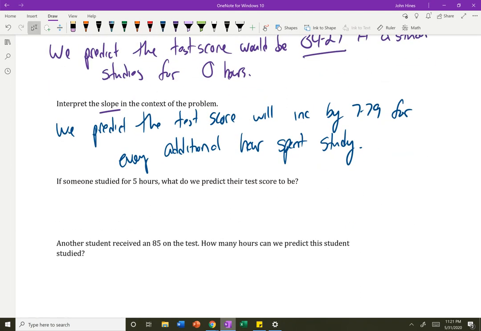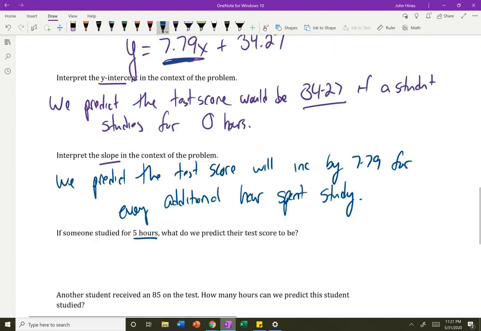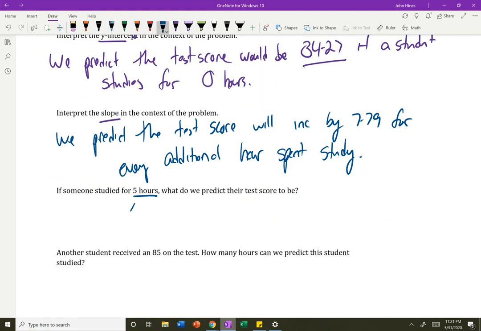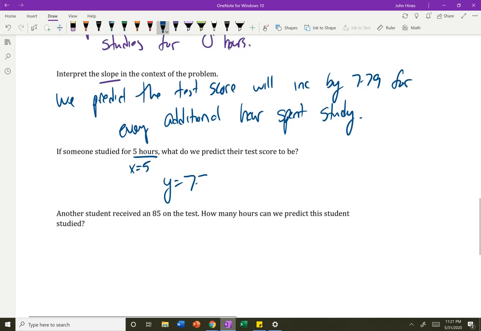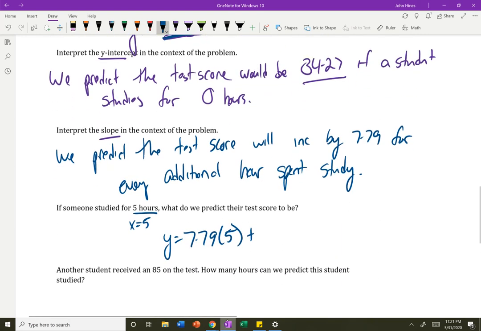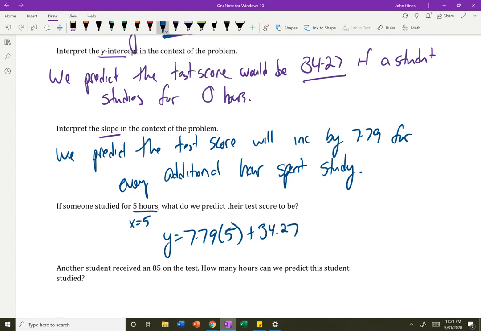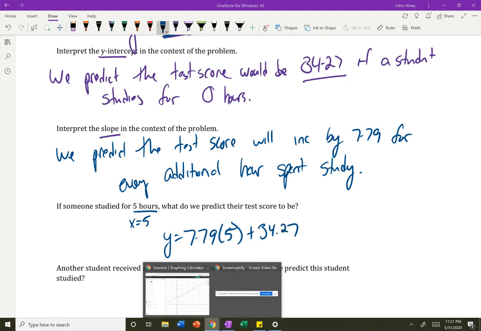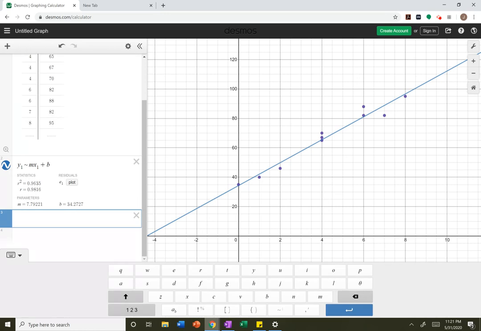If someone studied for 5 hours, what do we predict their test score will be? Well, 5 hours, that's x. I'm going to plug in x equals 5. So all I'm going to do is play everyone's favorite game and plug it in. We use linear regressions to make predictions. So I'm just plugging in a 5. I'm going to let my calculator do all the work.